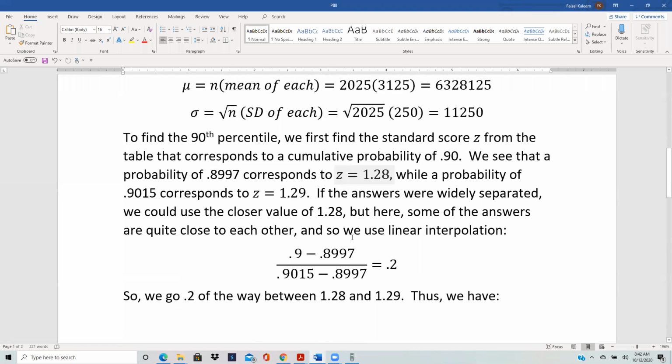So the way an interpolation is done is, okay, 0.9 is the value we are after. So you do 0.9 minus the value which is the shorter one, and then divided by the difference of the two values. So 0.9 minus 0.8997 divided by 0.9015 minus 0.8997. This gives you 0.2. And that means that you have to go 0.2 of the distance between the two z values. So you had 1.28 and 1.29, and 0.2 of the distance between these two will be 1.282.